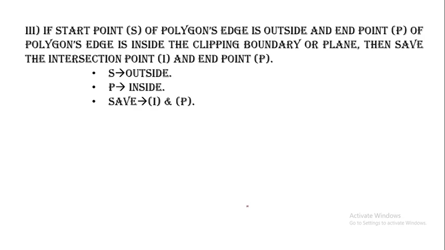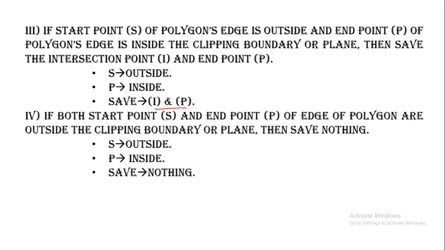Third case, if the start point S of the polygon is outside and P is inside, then I have to save I and P: the intersection point of the line and boundary, and the endpoint P. And then the fourth case, if both the start point and end point are outside the boundary region, you have to save nothing. So this is the function, and then at the end we have to return to the calling person, those who called the function, and this function ends.